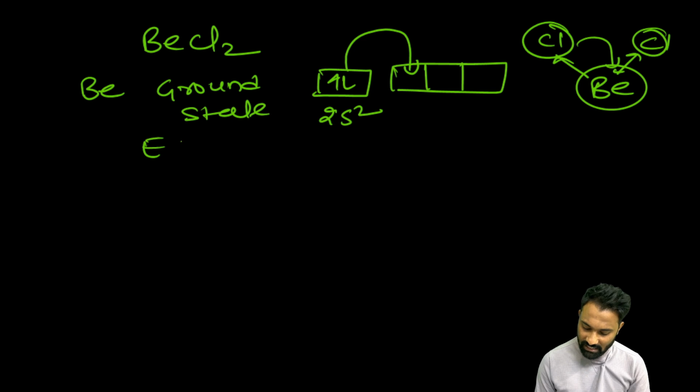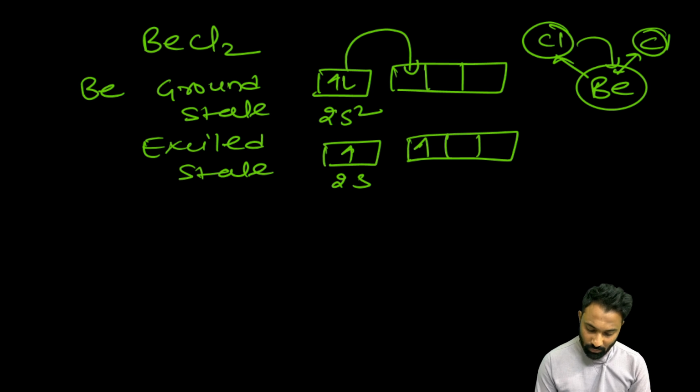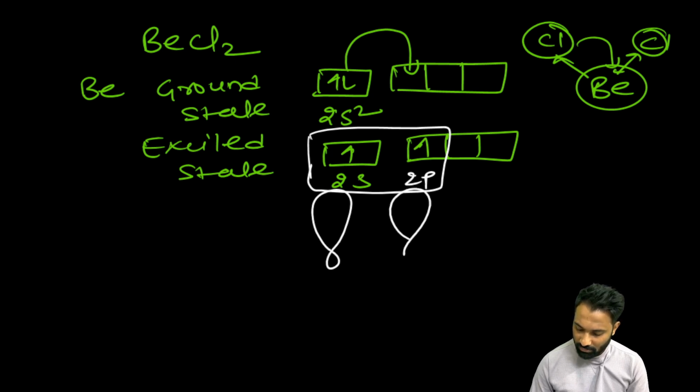Then we call this the excited state electronic configuration. Now, in the excited state electronic configuration, we have the 2s and we have the 2p. Done. Now this 1s and 1p will intermix. These two will intermix, leading to new hybridized orbitals in this manner. Now each hybridized orbital has 1 electron.